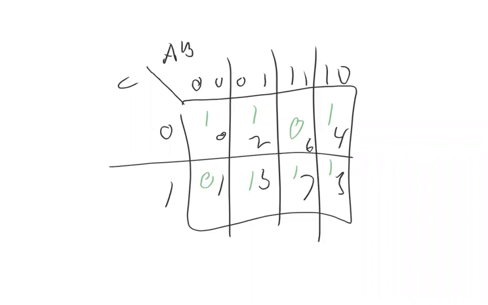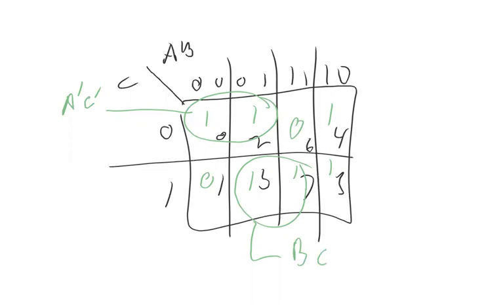0 and 2. Sure. And what's the name of that loop? A prime, C prime. So that's good. What else can I loop? 3 and 7. Sure. And what's that called? B, C. Yep, that is correct. What else can I loop? 4 and 5. Yep. And what's that one? A, B prime. Exactly right. So I got 3 loops. Are they the only loops I could have made?